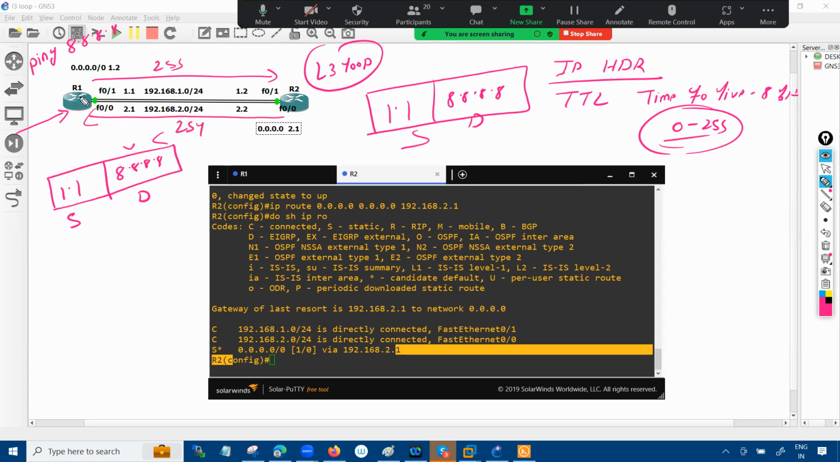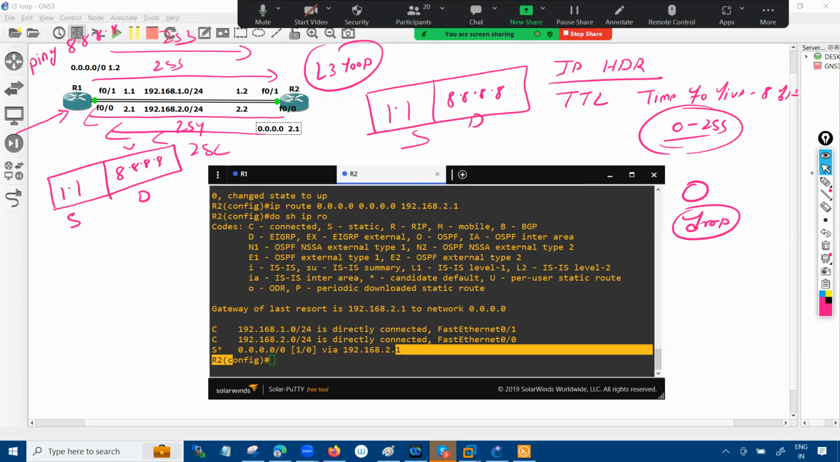When router 1 receives this packet, what will it do? It will decrement the TTL by 1 and forward the packet with 253 now. When router 2 receives this packet, it will decrement the TTL by 1 and forward the packet with 252. And the same process will keep going on. Once the TTL becomes 0, the packet will be dropped.